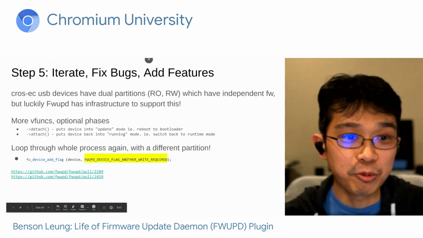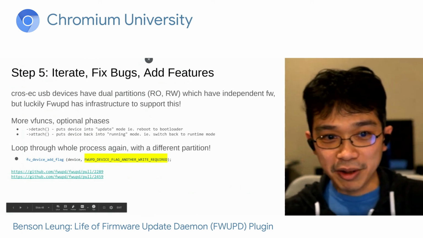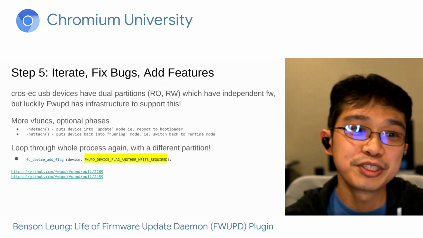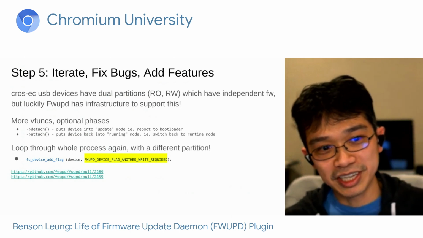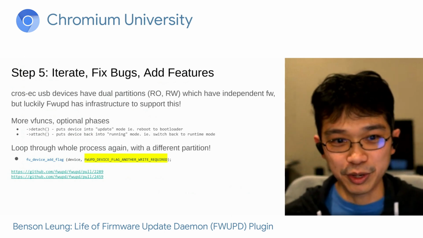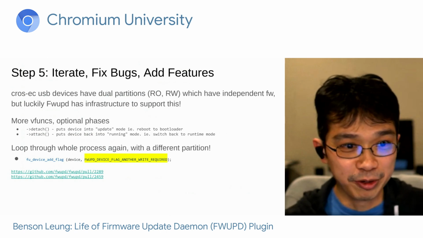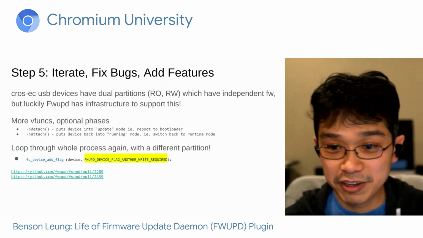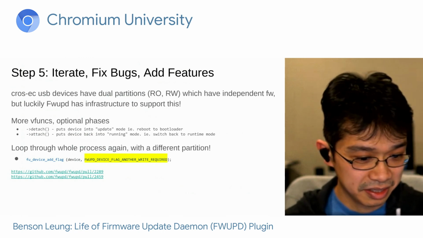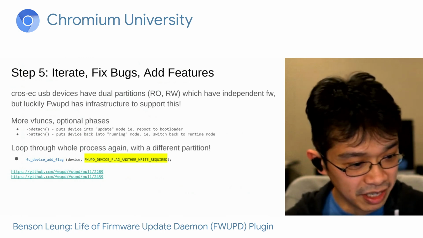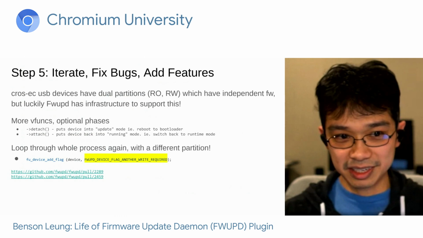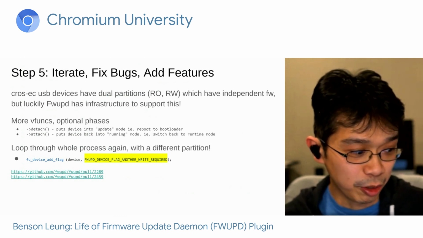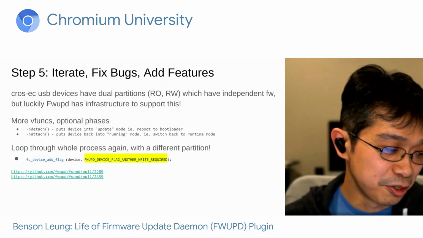Okay, so once I had this thing working at a basic level, now I was able to move on to more advanced features. One of the most interesting things was that cros-ec-USB devices have dual partitions, read-only and read-write regions, which have independent firmware. It turns out that luckily Fwupd is built with lots of different devices already in mind, and this dual firmware architecture is actually well supported. So we have more vfuncs.